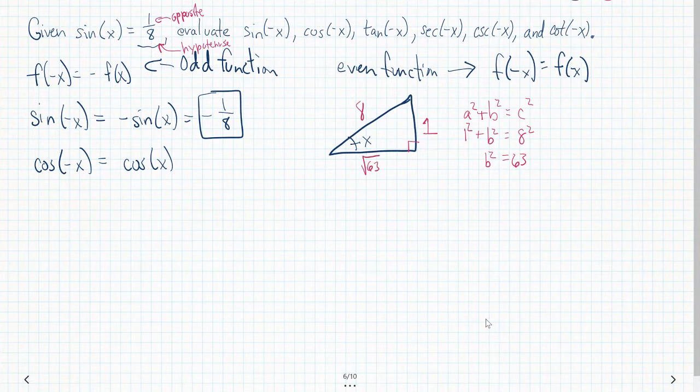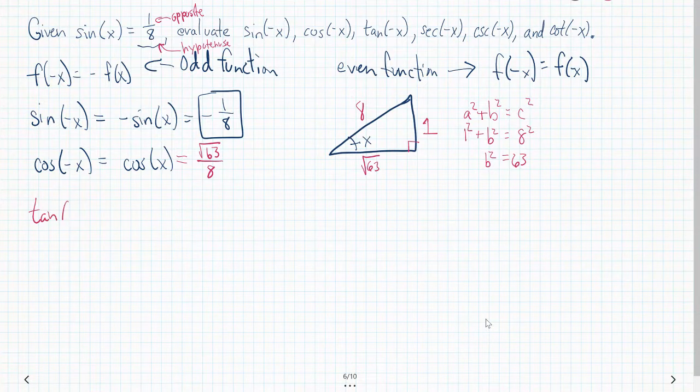Okay? So notice now we want cosine of x. Well, you go adjacent over hypotenuse. Right? So adjacent over hypotenuse would be the square root of 63 over the hypotenuse, which is 8. Done right there. So now the rest of them are just basically using the same kind of rules we used before.